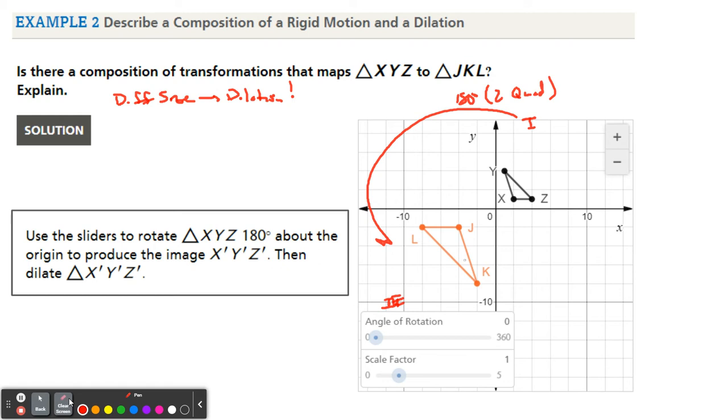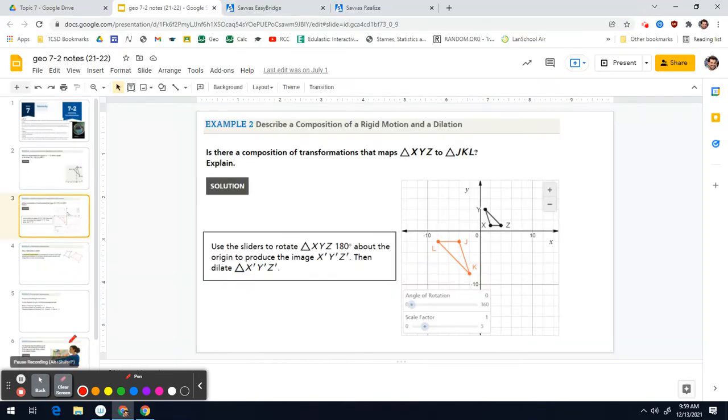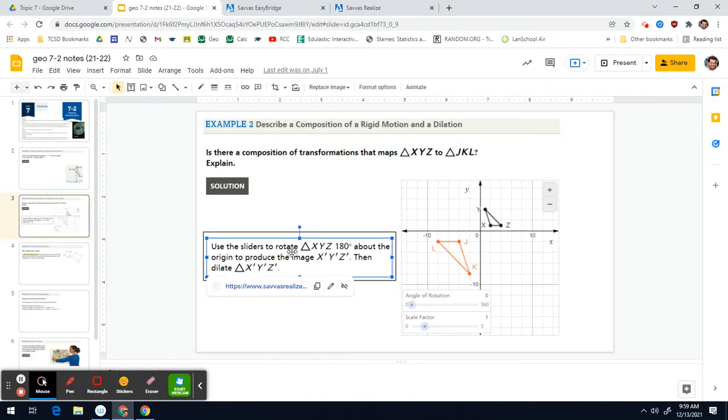Okay. So now we're going to do this ourselves first. No, let's explore first. All right. So I'm going to pause it, open up Savvas, and I'll bring it back to you. All right, so let's go explore this real fast. They do a good job of showing us how to do this.